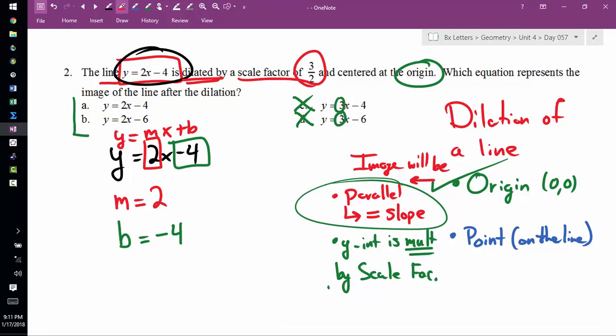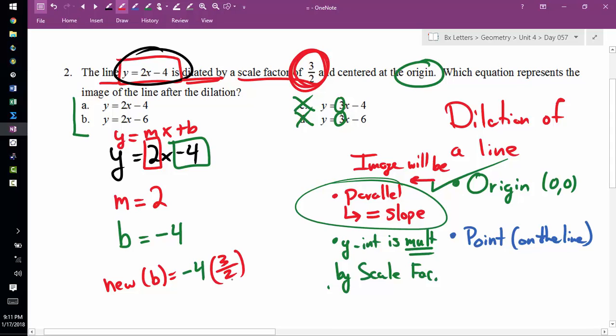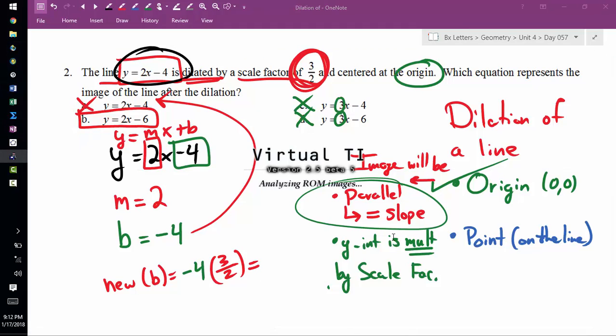The other thing is now the y-intercept needs to change. My original y-intercept is going to get multiplied by the scale factor. So the new b value is going to be the old negative 4 times the scale factor, which is 3/2. And already logically, I can tell you that answer choice A is not correct because that has the same y-intercept. So since I've ruled out three choices, I know B must be my answer. But I'll humor you. I'll multiply that out on a calculator just to show you.